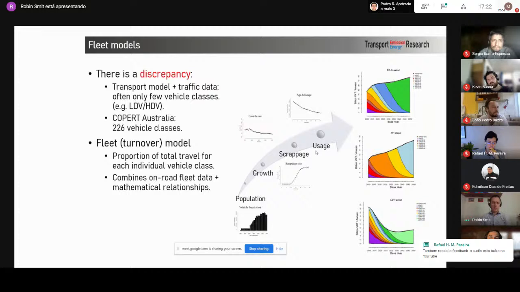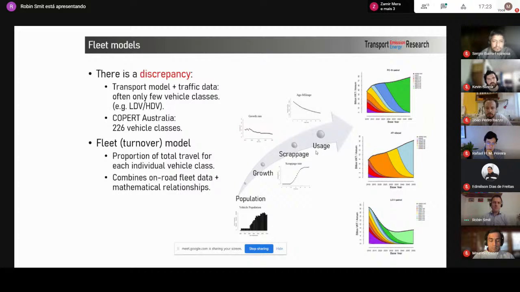So what you need is to link the two, and that's normally done with a fleet model. It estimates the proportion of total travel for each individual vehicle class, and it combines a whole range of data sets and mathematical relationships. So you can see on the right here, things like population, the growth rate of the population, scrappage rate, and usage rates, which are typically expressed in age mileage relationships. And you can get a very detailed simulation of the fleet turnover. So the model we've developed in Australia models 1,240 vehicle classes and is very detailed in this respect.